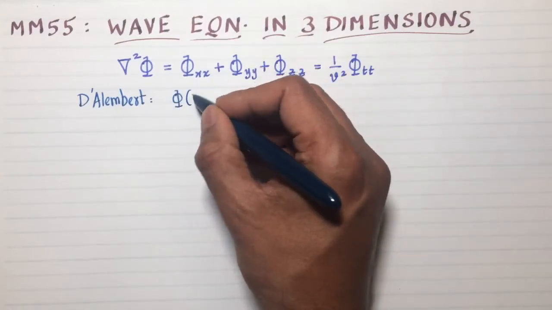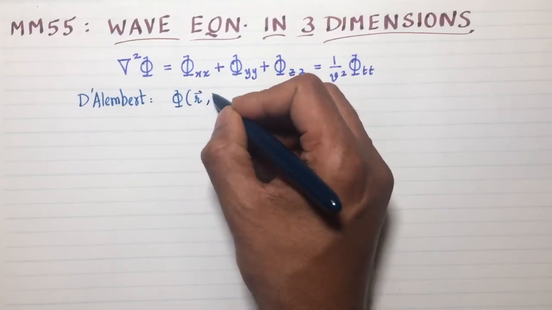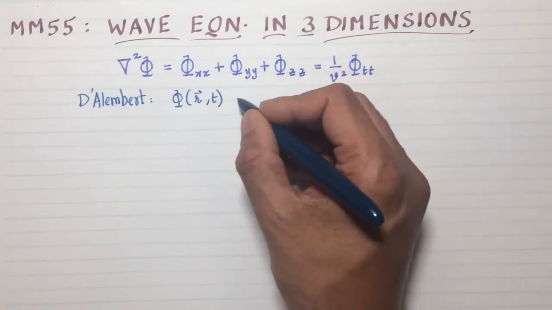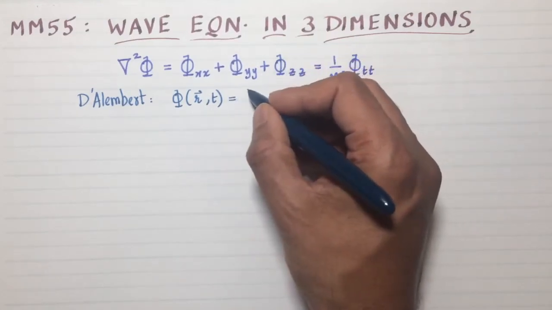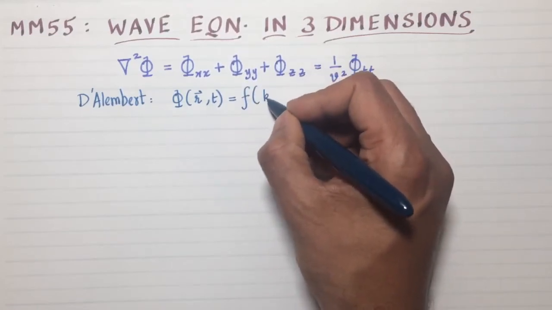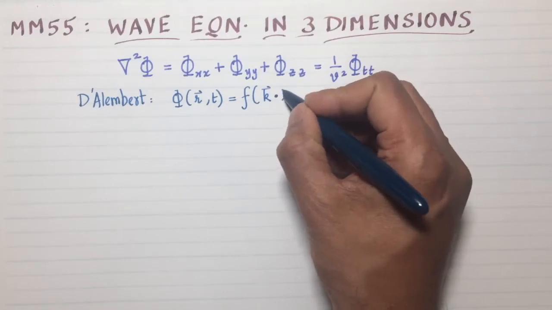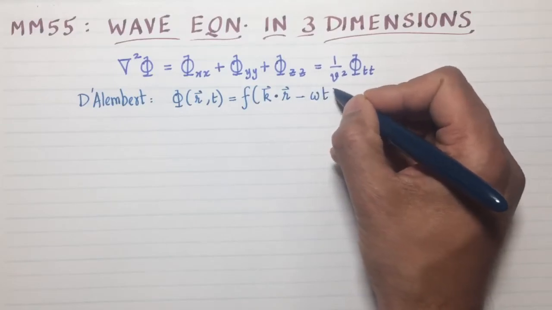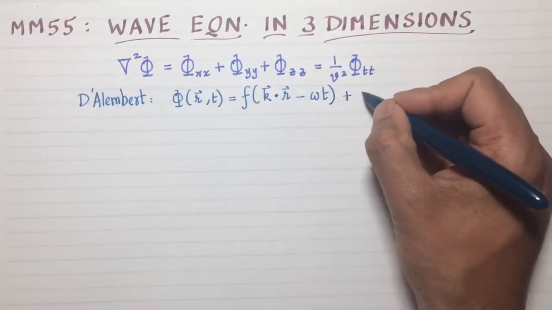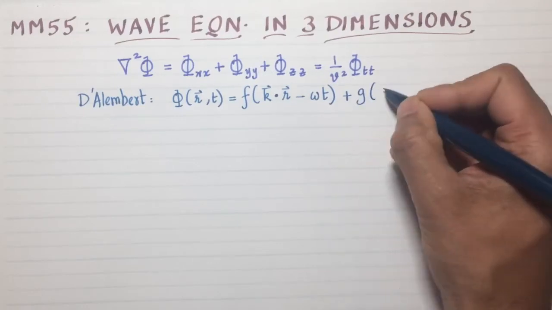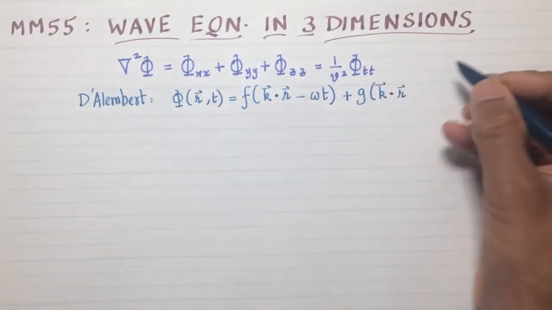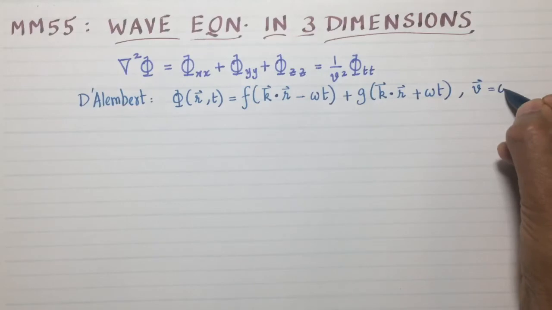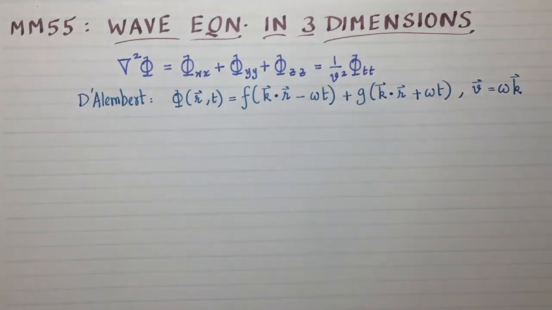phi of r comma t, where phi satisfies the 3-dimensional wave equation, as some functional linear combination of a 3-dimensional wave number k vector dot r minus omega t, plus another function that has k dot r plus omega t, where omega satisfies the 3-dimensional wave relation.